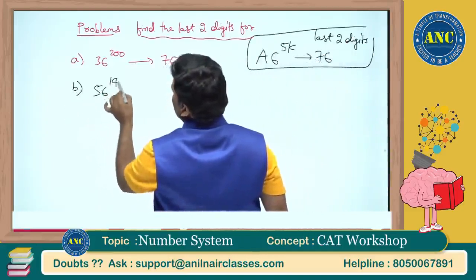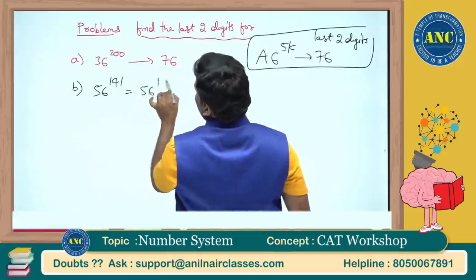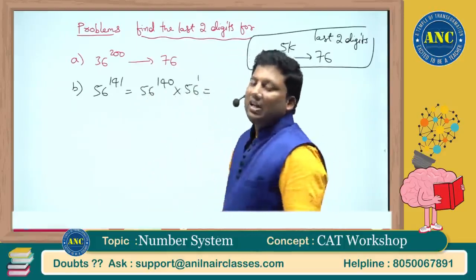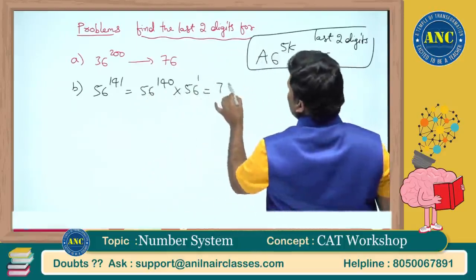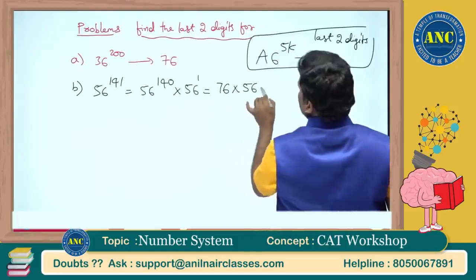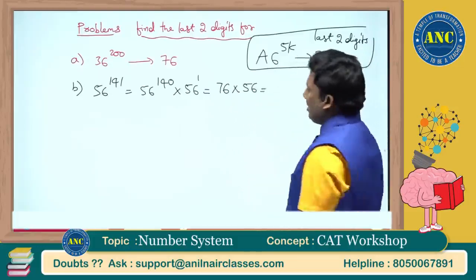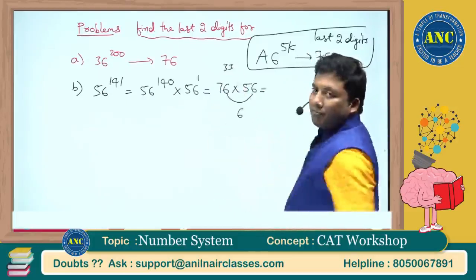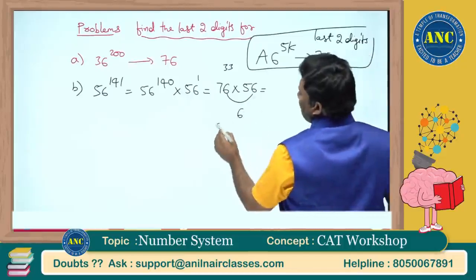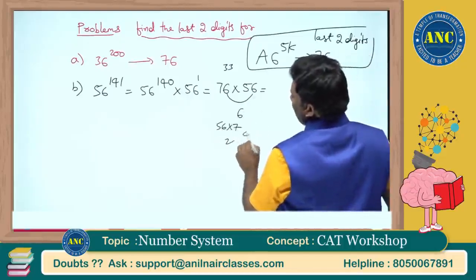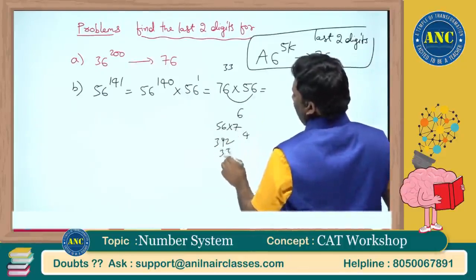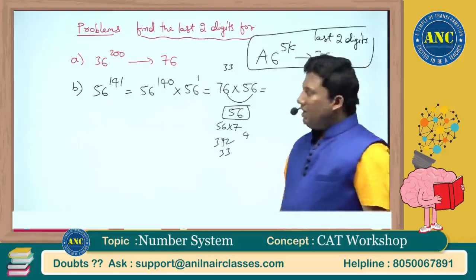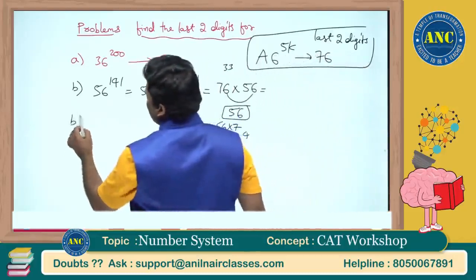56 power 141. This can be written as 56 power 140 into 56. 140 is a multiple of 5, so the answer is 76 into 56. 56 sixes are 336, 56 sevens are 392, plus 33. The answer is 56. I hope it is clear. Very, very easy question, sir.